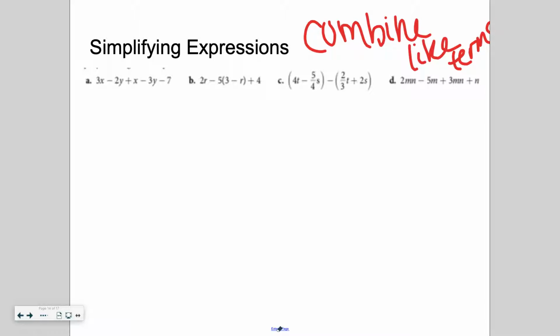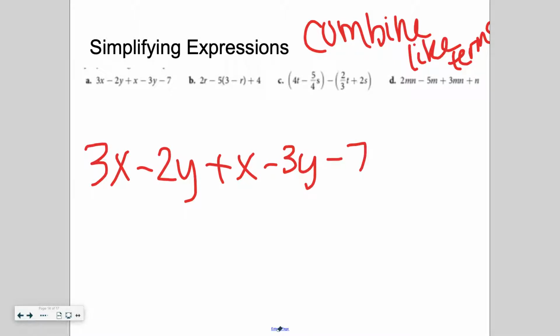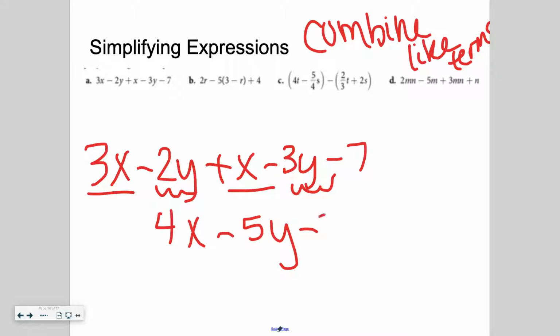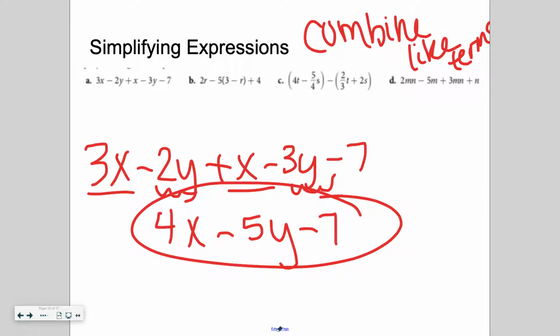So combining like terms. In that first problem, it says 3x minus 2y plus x minus 3y minus 7. What combines? The x's. So how many x's do I have? 4x. Negative 2y minus 3y is negative 5y, and then minus 7.